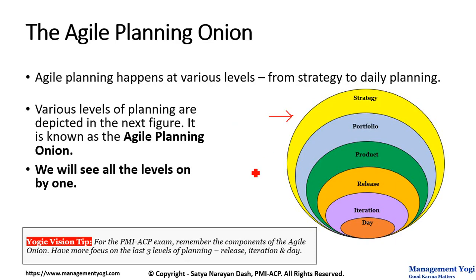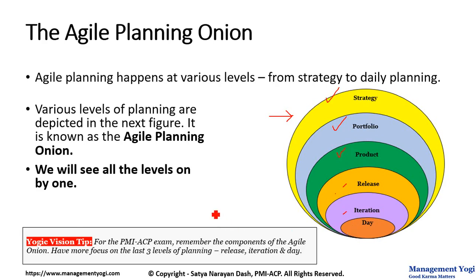However, let us have a brief discussion with respect to this Agile Planning Onion. At the highest level, we have strategy planning. Inside that, we have portfolio planning. Under portfolio, we have product planning. Product is part of the project, so you can also call it project planning. A project will have multiple releases, and hence next we have release planning. A release will have multiple iterations, and hence we have iteration planning. And at the lowest level, we have day-based planning or daily planning.